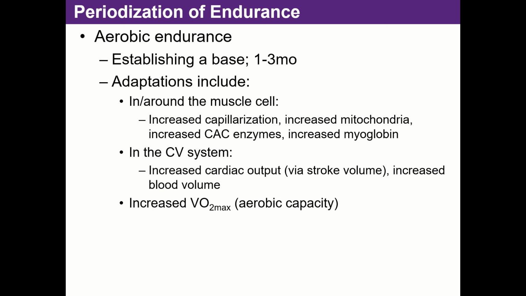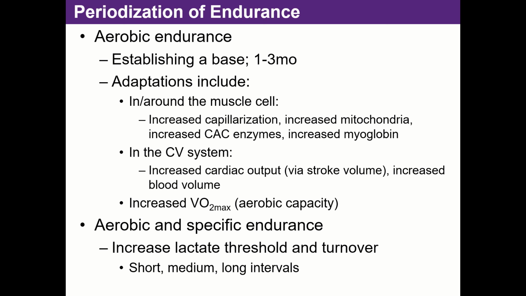And then, because you can deliver oxygen more effectively and use oxygen more effectively, you get an increase in VO2 max, which is your aerobic capacity. Again, the easiest way to conceptualize aerobic capacity is the ability to deliver and use oxygen. And so we get improvements in the delivery system, and then we get improvements in the muscle, which is where we use the oxygen. Those two things then add up to a higher aerobic capacity.